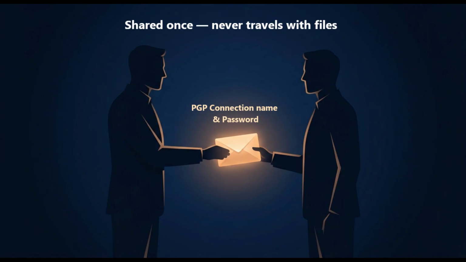Once the connection is created, you can share the connection name and password with people you want to invite. Send it over secure channel once, a call, a message, in person. This is the only time you will ever share these credentials. After this, no password has to travel with any file ever. Now Jacob will share the connection name and password with David one time.